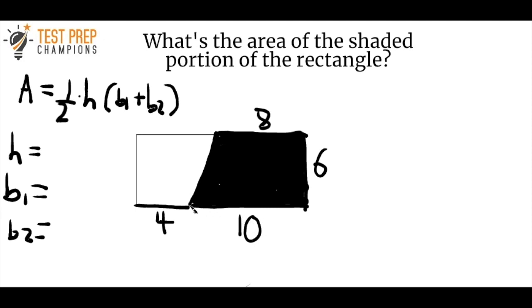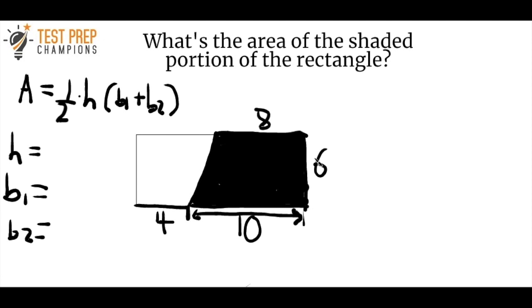What is the 10 really showing us here? Well, the 10 is showing us the length of this portion of the rectangle. It's showing us that this portion of the rectangle is 10 inches. If we wanted to figure out the measure of this side of the rectangle, we would just do 4 plus 10, and we'd see that this is a 14-inch length. But we don't really care about that. We care about the shaded portion, not the whole rectangle. So this 10 is going to be very important, and this 10 is going to be one of our bases.